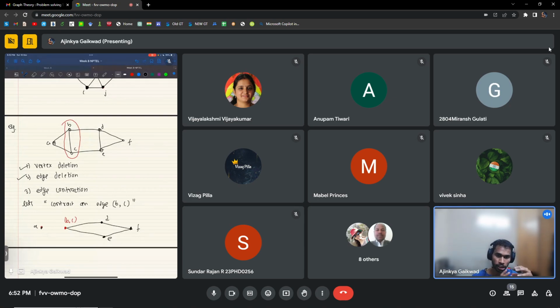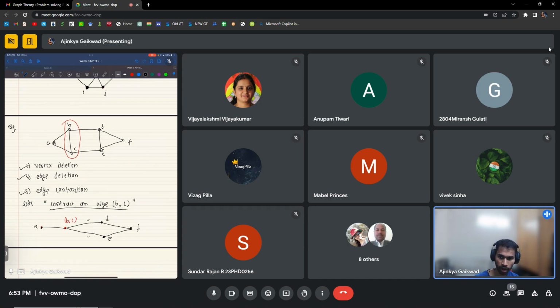So the new vertex is b comma c. If b was adjacent to something, b comma c is also adjacent to that. If c was adjacent to something in the previous graph, b comma c will be adjacent to that. So these two edges are there, and then a is adjacent to both b and c, so there must be an edge. So this is an operation called edge contraction. I have contracted the edge b comma c and turned it into a single vertex, right? So this is called an edge contraction.